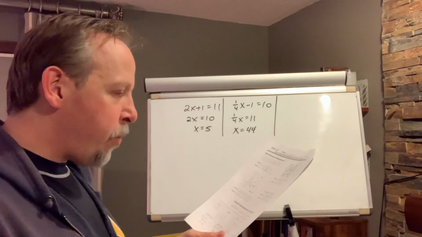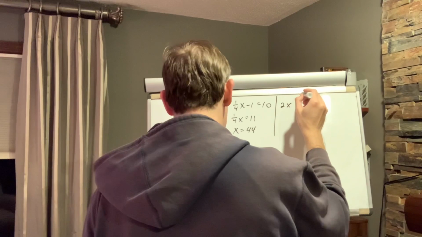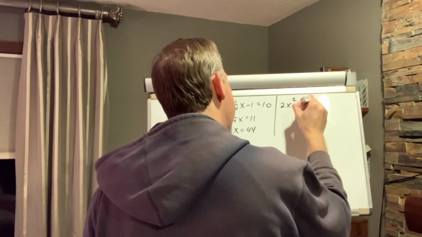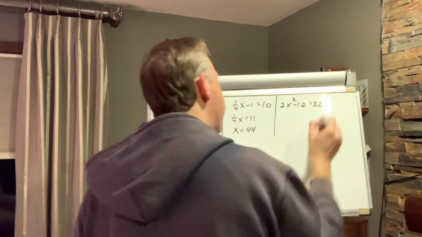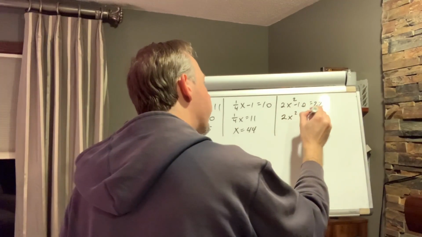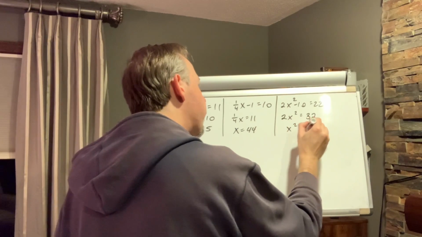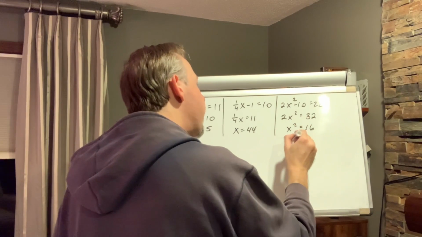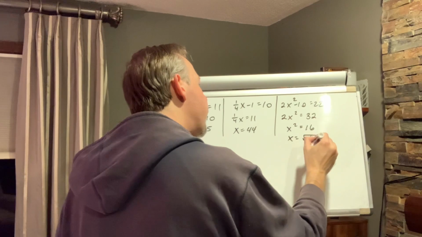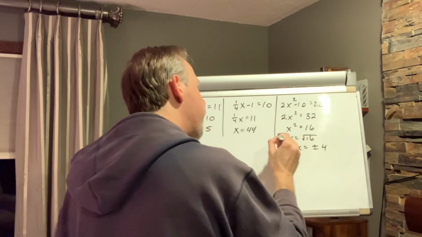H of x equals 22. Take the h of x function, 2x squared minus 10 equals 22. Add 10 to both sides. 2x squared equals 32. Divide both sides by 2. X squared equals 16. Take the square root of both sides, and you get positive and negative 4.